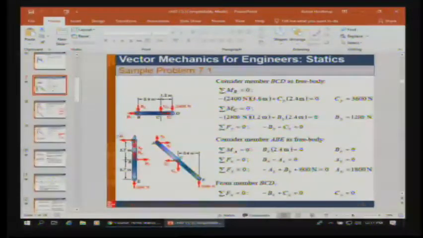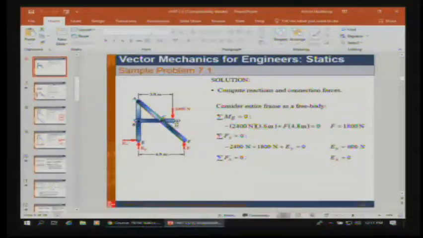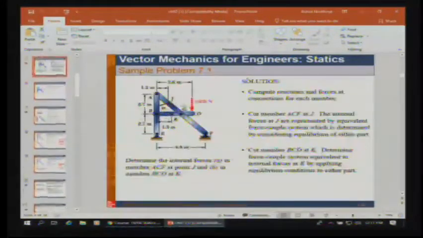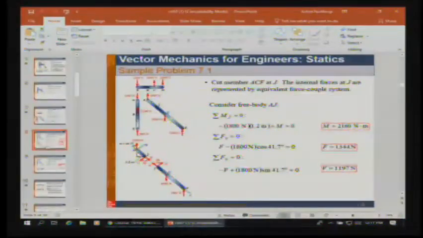And so the first thing that we recognize is that to find what's going on at J, we're going to have to find out what's going on at C. So we take this piece, BCD, which as you recall is right here, and we're doing that so that we can find the reaction here at C, so that we can then use that force at C to find the forces at J. All right? So we find this. We find the forces.